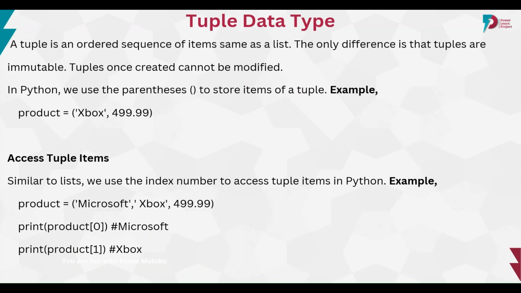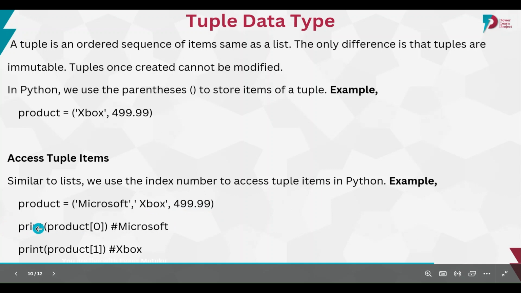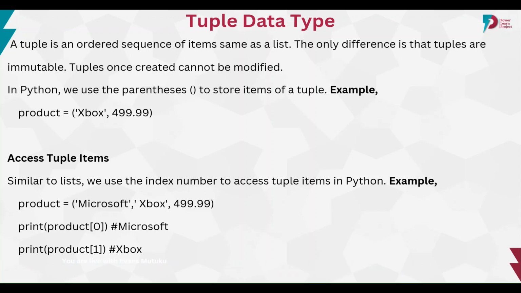Let's check another data type in Python, that is a tuple. A tuple is also an ordered sequence of items, similar to a list. But the main difference between a list and a tuple is that a tuple is enclosed inside parentheses. So how do we access a tuple? For example, let's define a tuple here, product, and assign it to Microsoft, Xbox, and the price. Then we print out the product, then we access the index as well. The same way that you access a list is the same way that you access a tuple.